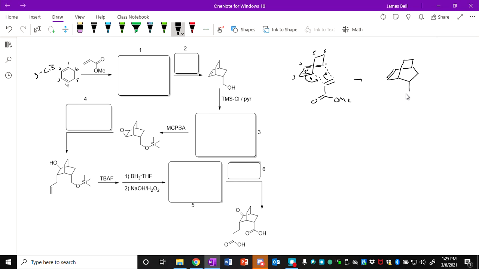And this group would end up in an endo position because the pi system of the CO double bond would be able to form London forces with the pi system of the alkenes underneath here. So that would be the expected major product here, resulting from the first step of this process.